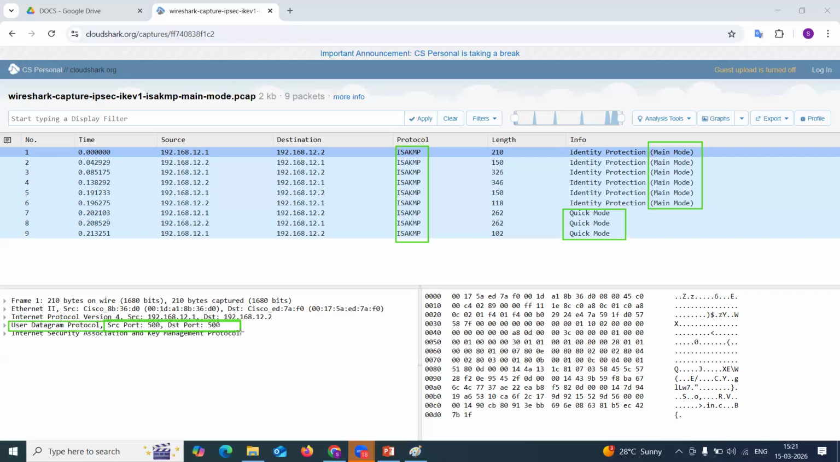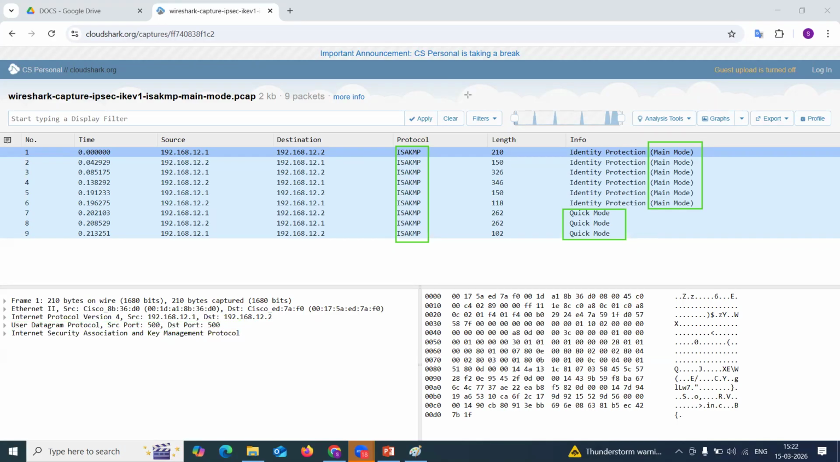How does ISAKMP work? It could be ISAKMP uses the UDP protocol 500 to work. Correct answer. But you have to explain it properly. You have to say ISAKMP protocol. Okay. It is a UDP based protocol. It uses a source and a destination port number 500. Don't forget to mention source and destination port number 500.